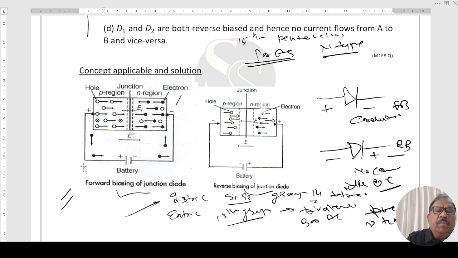In this case, majority carriers move toward the junction. This is the forward bias, and the effect of forward bias is that the depletion region decreases, right? The reverse of that is the reverse bias: P-type with negative and N-type with positive terminal. Depletion region increases, and majority carriers move away from the junction. Both the majority carriers move away.